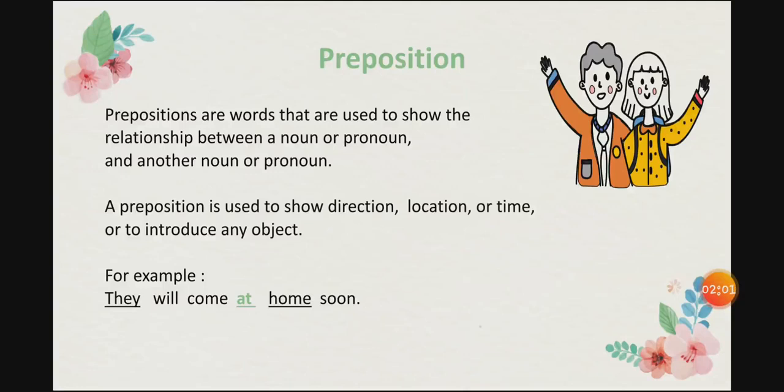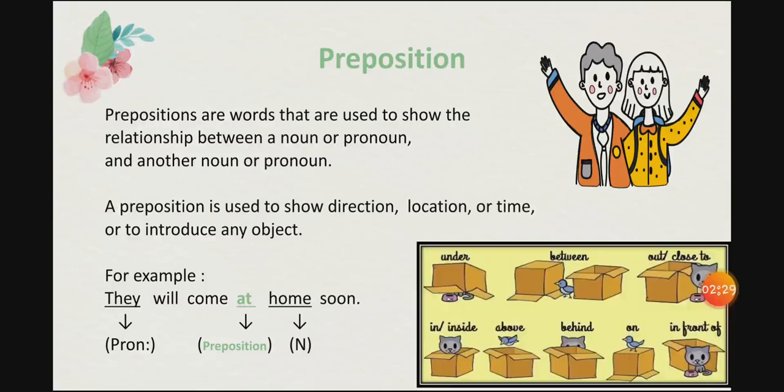Let's go for one example. They will come at home soon. Here, they is a pronoun, at is the preposition, and home is another noun. So, at is building the relationship, showing the relationship between the pronoun they and the noun home. That where they are, at home, it's the connection. It's building the connection.